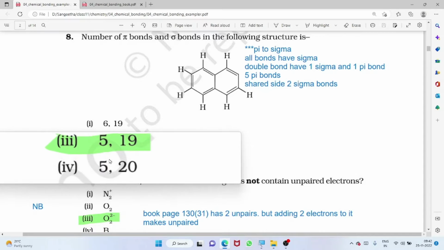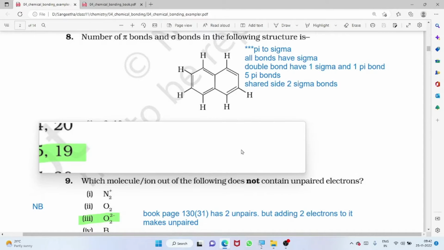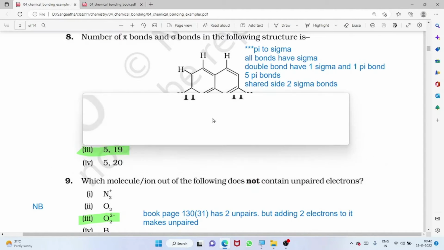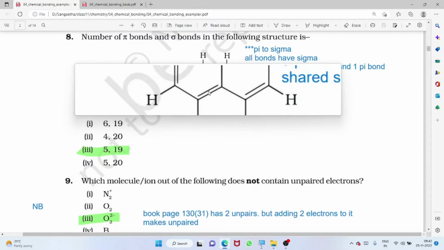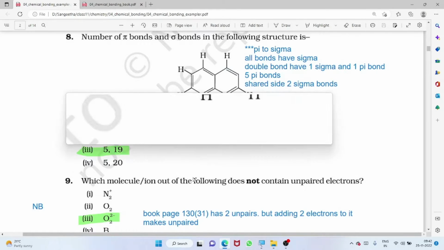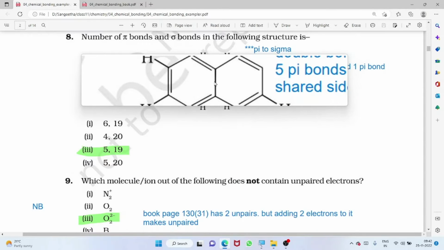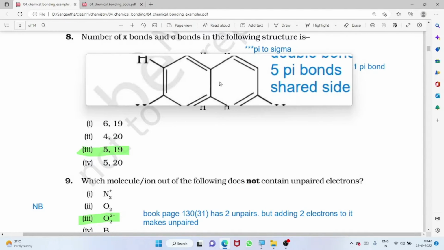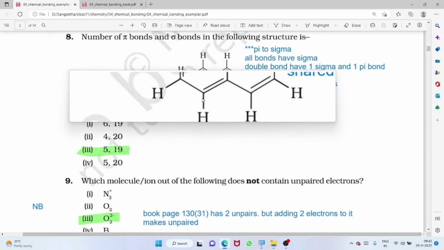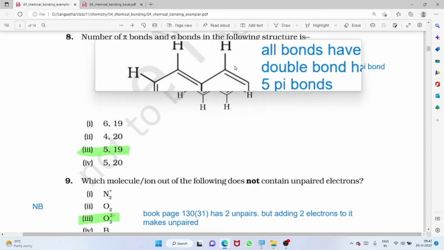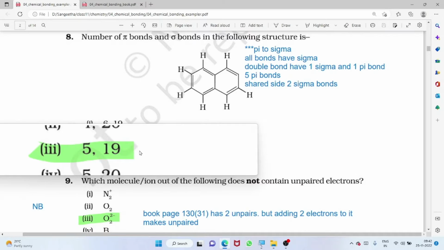There are only two options there. Now second, you have to find the sigma bonds. Each pi bond has one sigma bond, and each double bond also has one sigma bond. So 6 plus 6, 12. This is the same on both sides. 6 plus 6, 12, 13, 14, 15, 16, 17, 18, 19. 19 sigma bonds. This is the correct answer.